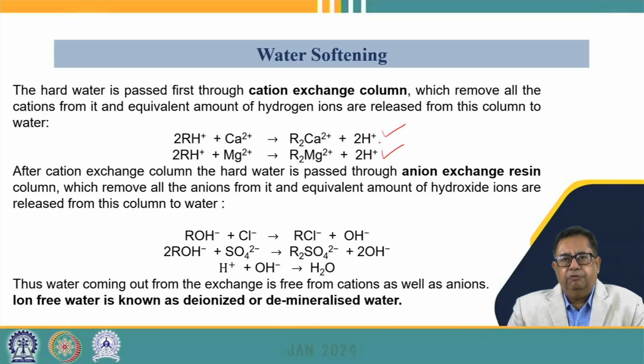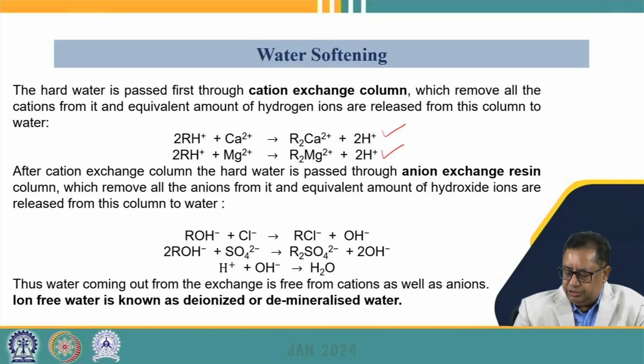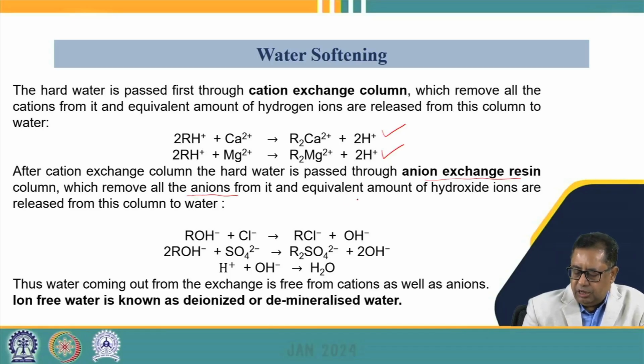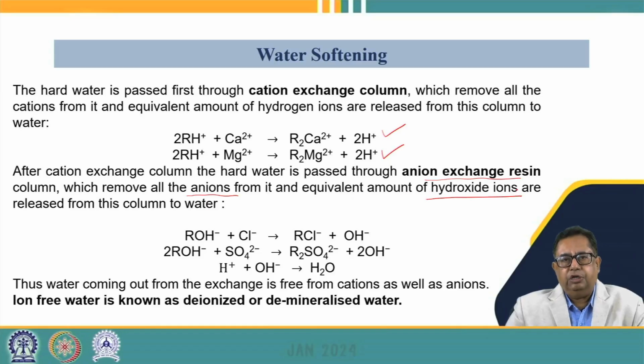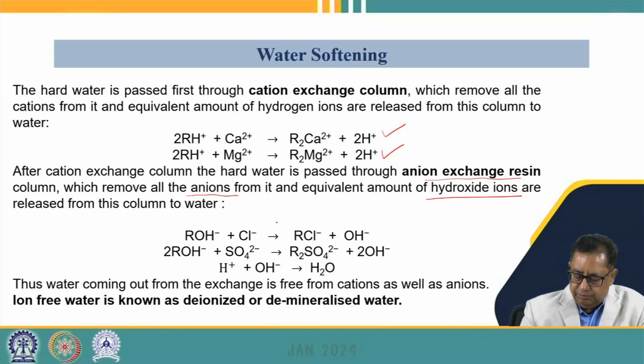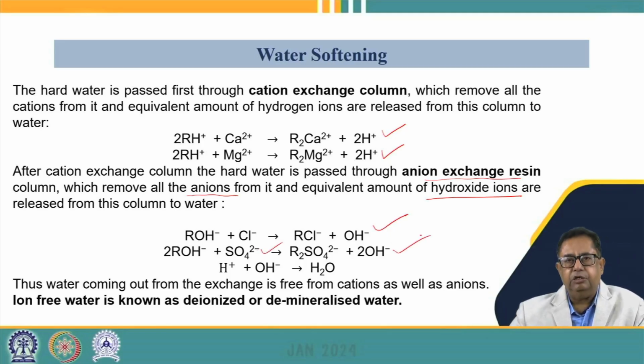Now after this, we take the water to an anion exchange resin where all the anions which we want to remove are replaced by an equivalent amount of hydroxide ions, which are released into the water. You can see here that chloride replaces the OH minus ions. Similarly, sulfate replaces the OH minus ions. So OH minus ions go into the water.